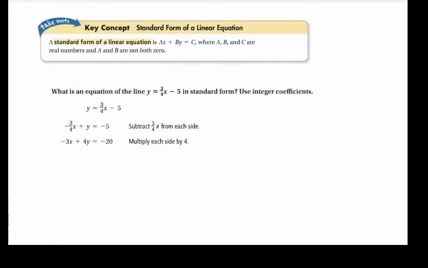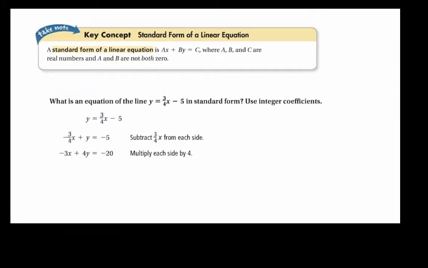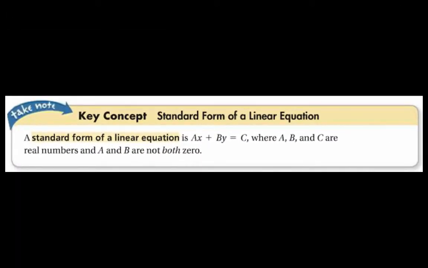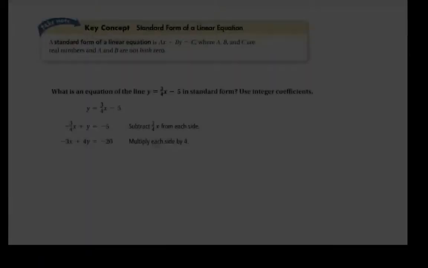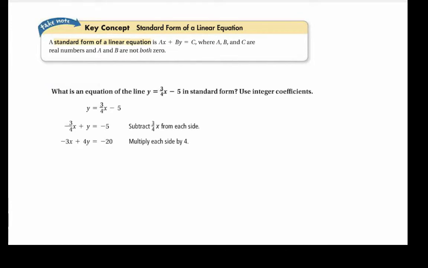All right, so let's talk about standard form of the linear equation. A standard form of a linear equation is capital AX plus capital BY equals capital C, where capital A, capital B, capital C are real numbers and A and B are not both 0. One or the other could be 0, but not both of them. So standard form, A, B, and C have to be real numbers.